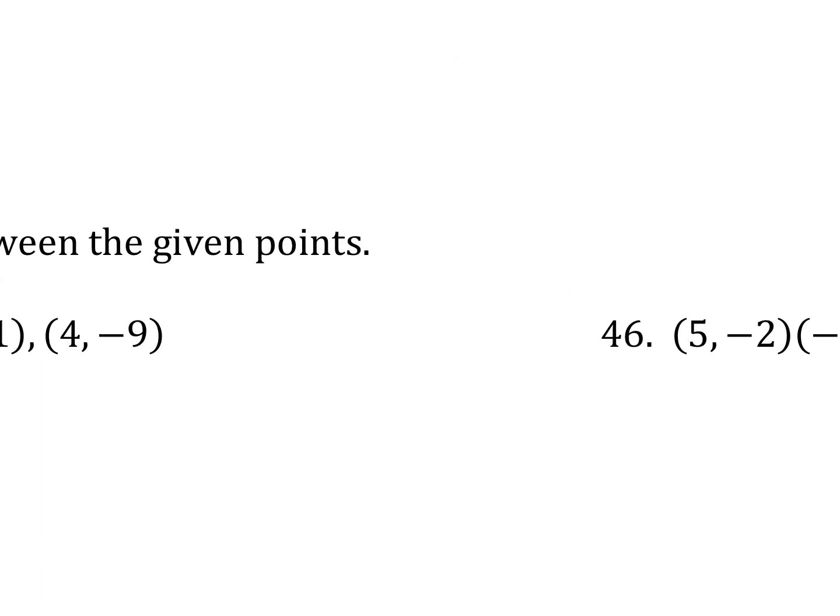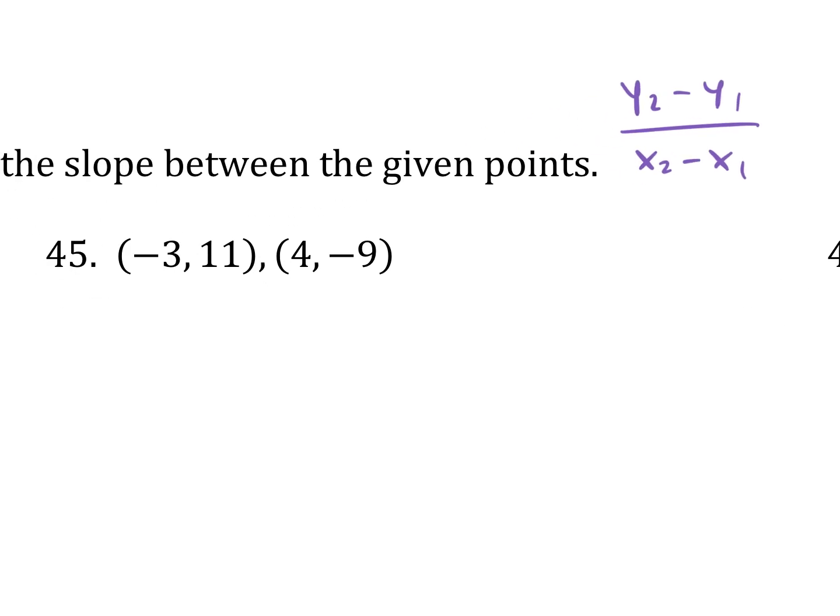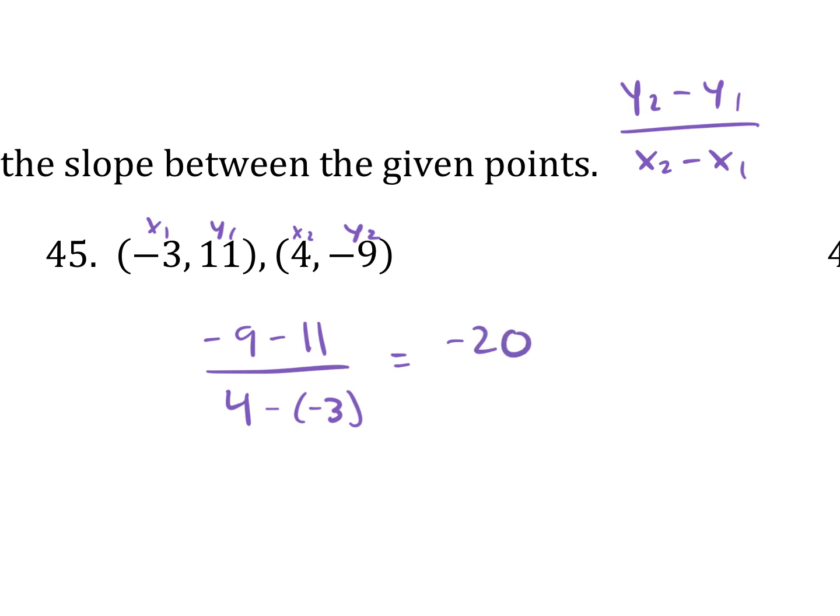The slope formula is y2 minus y1 over x2 minus x1. So I'm going to do 45. So you have x1, y1, x2, y2. Just be careful with plugging it in. Negative 9 minus 11 over 4 minus negative 3. So we get negative 20 over 7.